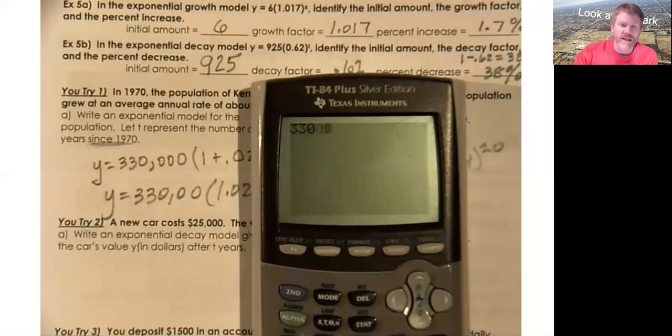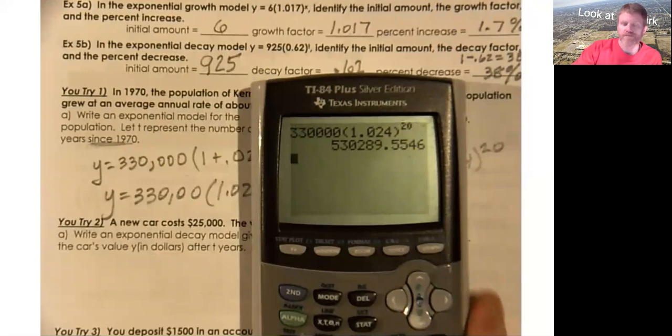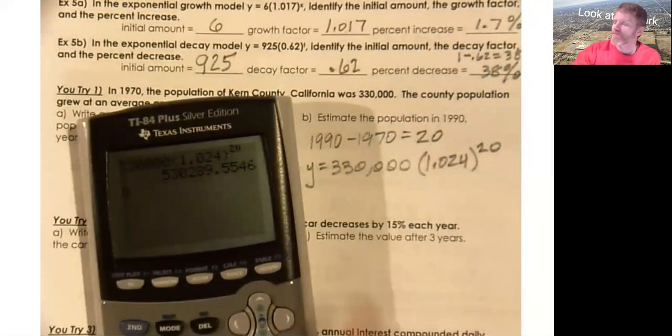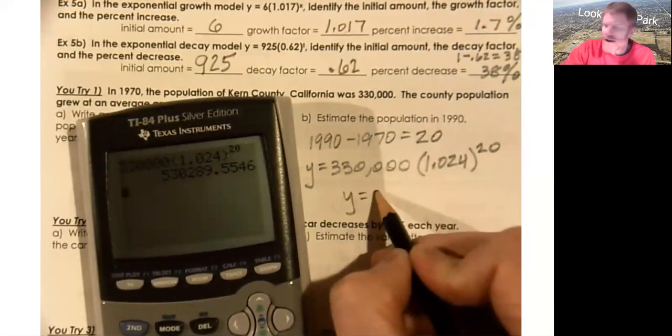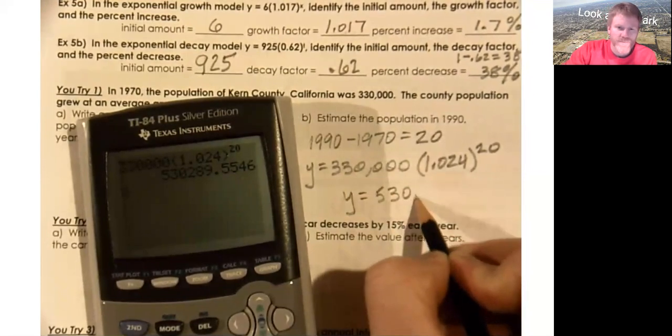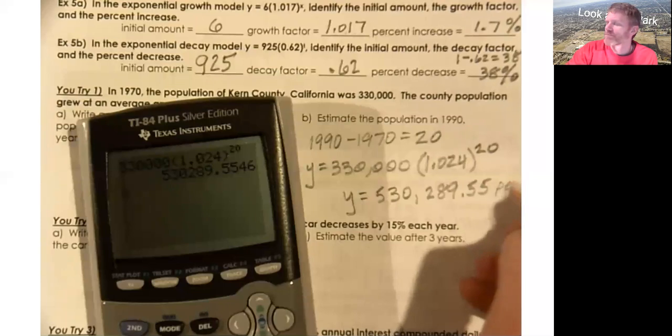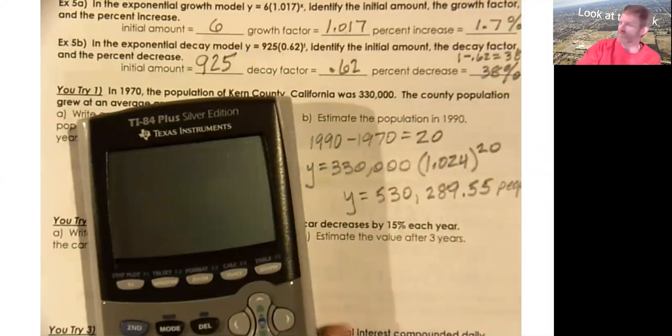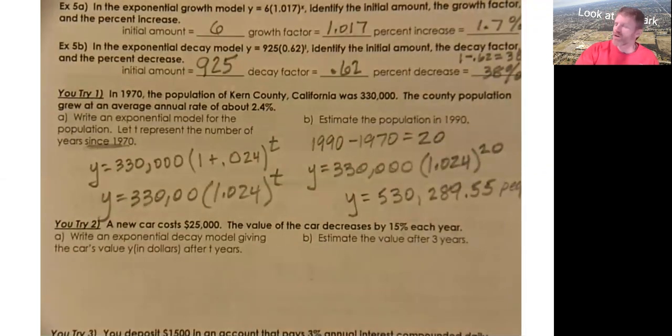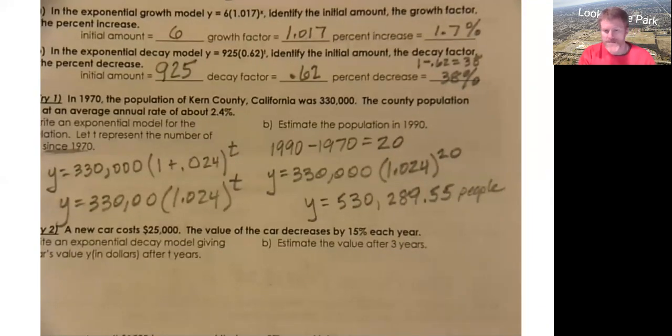So we have 330,000 at the rate of 1.024 for 20 years. So we're going to have 530,289 and a little bit extra people. I like the exact value just to show that you did the actual calculation and you weren't some decimal points off, meaning that you did something weird in the problem and didn't just round it to approximately.